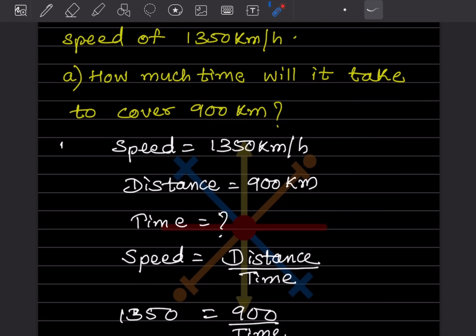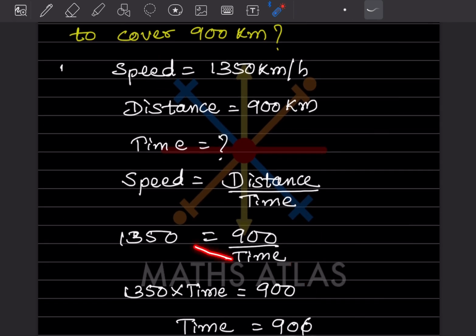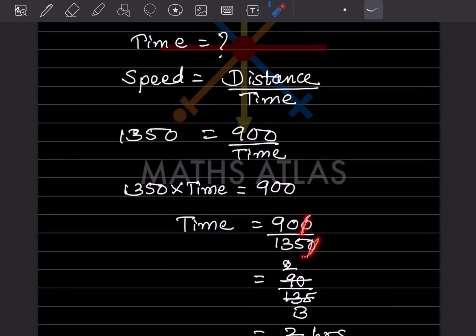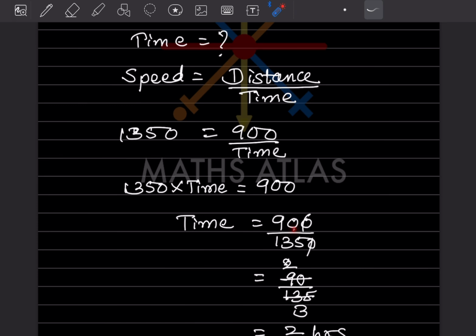So as I said, speed is distance by time. So here in place of speed, you will write 1350. Distance is 900 and we don't know the time. So what will you do here? We will cross multiply over here. 1350 into time is equal to 900. So time is going to be 900 divided by 1350. So this and this get cancelled. So the remaining is 90 by 135.